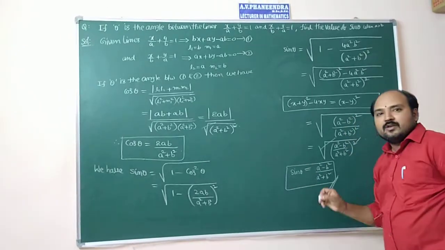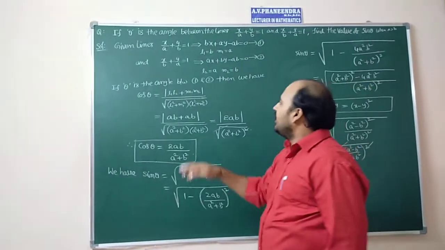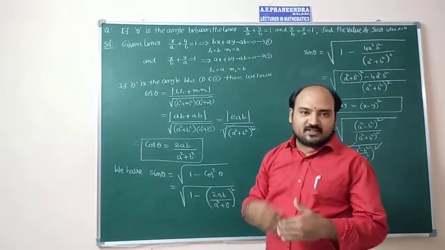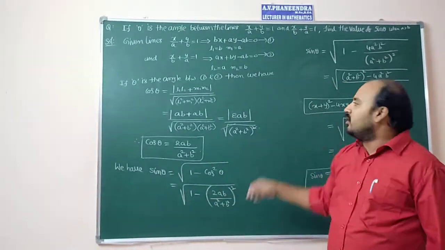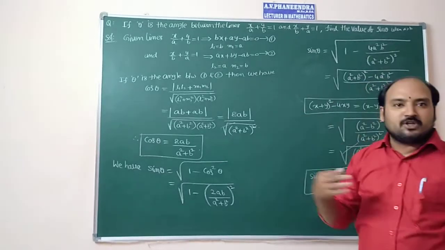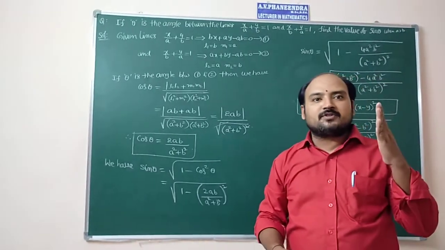And not only this one, if you want, apply the tan theta formula: m1 minus m2 by 1 plus m1 m2. After getting the value of tan theta, draw the right angle triangle and, by using the trigonometry formula, write the value of sine theta directly.